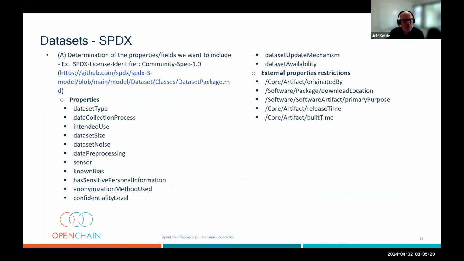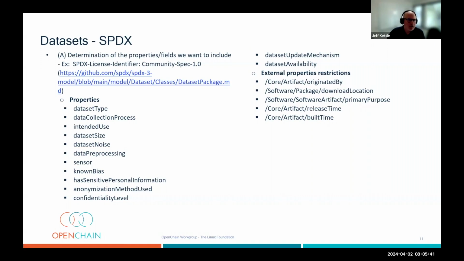I don't know if we need to go one by one through all of these. Maybe in the context of the Hugging Face one we can, because it's a little bit more comprehensive. But these are the fields that they currently have, at least on GitHub, for their development of this dataset card.